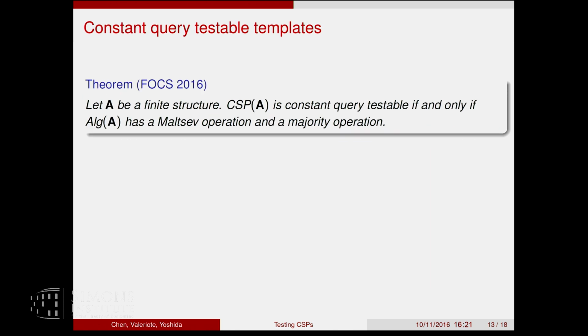All right. So here's a result that Yuichi presented at FOCS last month. It does settle this problem. We know exactly under what circumstances the CSP of A will have a constant query tester. And in fact, it's exactly when it has these two nice symmetries, a majority and a multiset polymorphism.